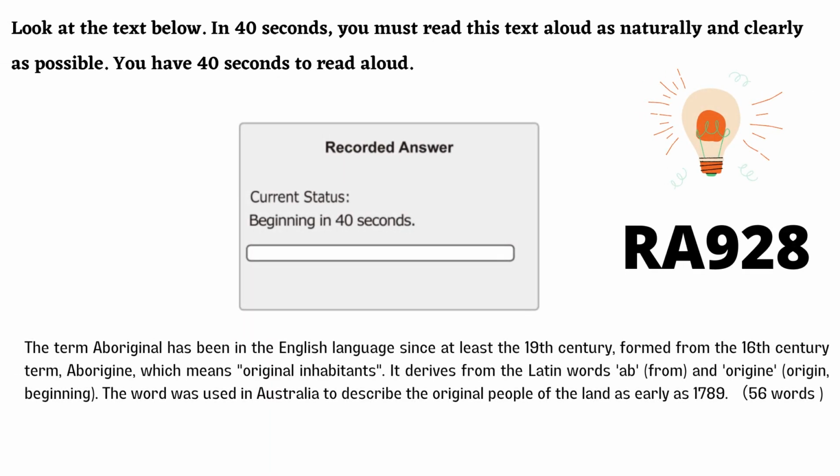The term Aboriginal has been in the English language since at least the 19th century, formed from the 16th century term aborigine, which means original inhabitants. It derives from the Latin words ab, from, and origine, origin, beginning. The word was used in Australia to describe the original people of the land as early as 1789.